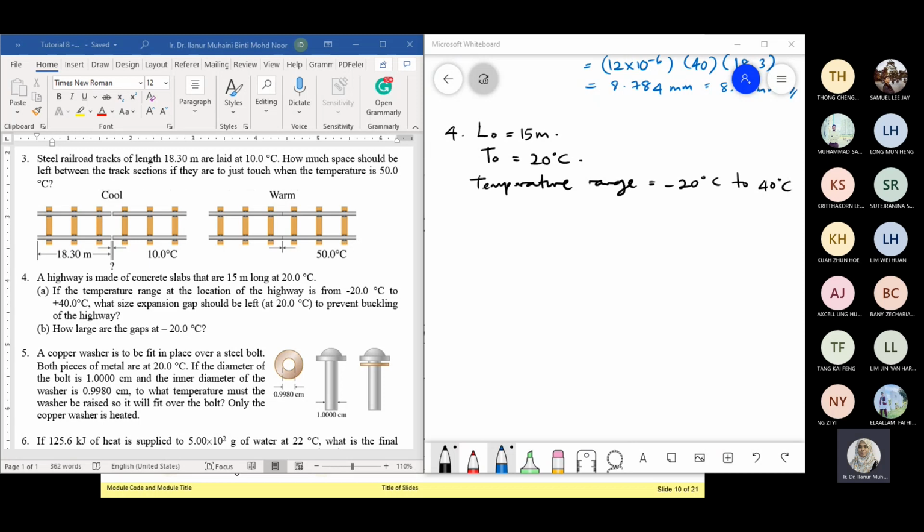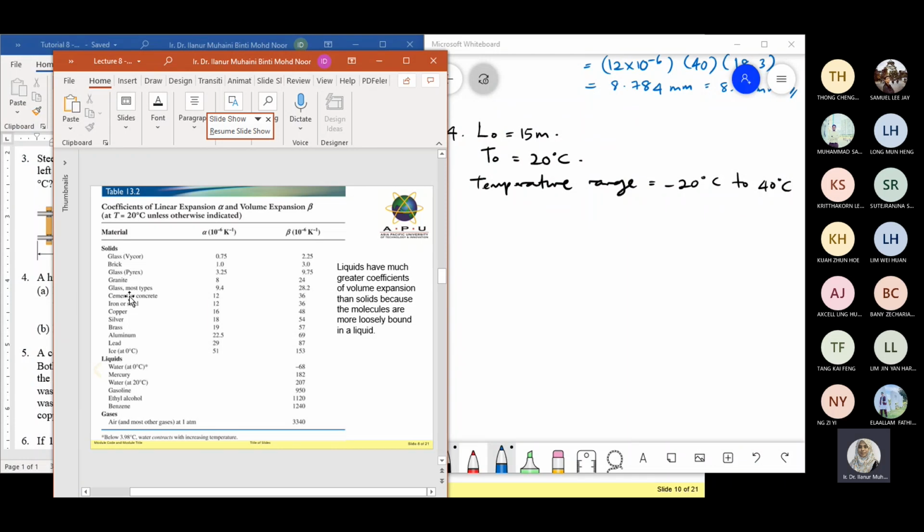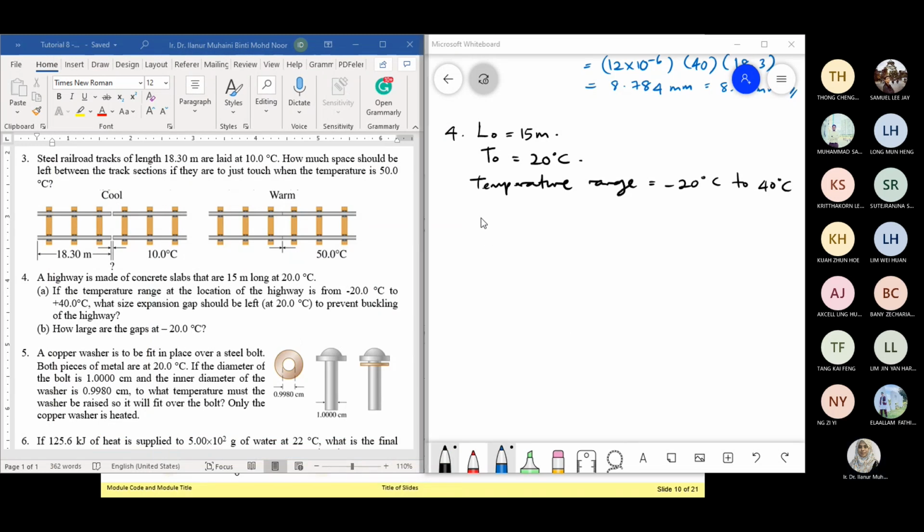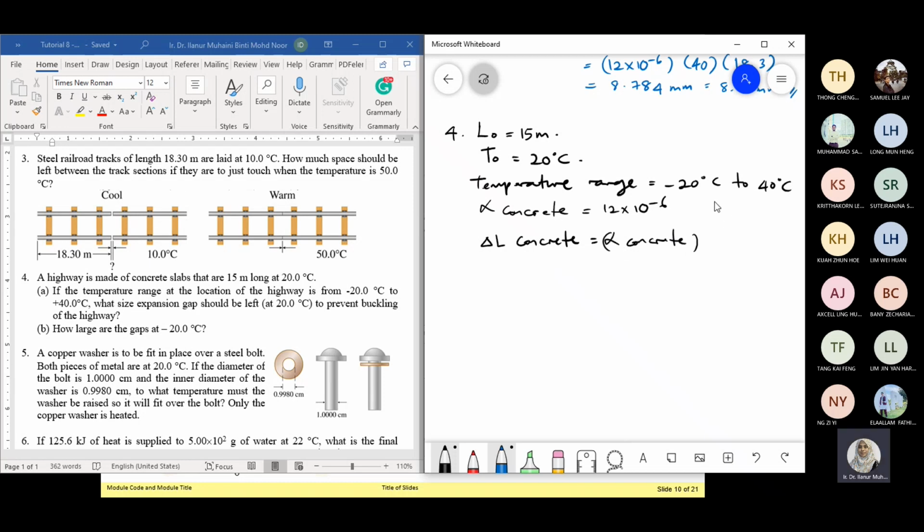Try to do number 4. Information for alpha concrete, check from this. Concrete is 12 times 10 negative 6, so the coefficient of concrete, alpha concrete, is 12 times 10 negative 6. They ask you what is the change of L for concrete. So change of L equals alpha concrete times change of T times LO.